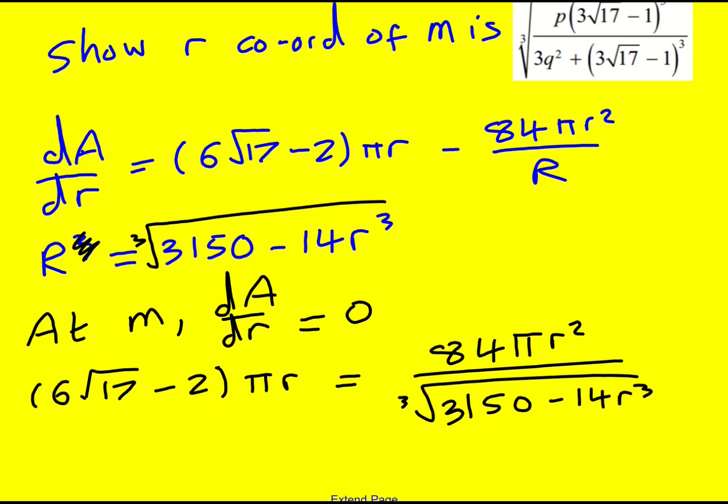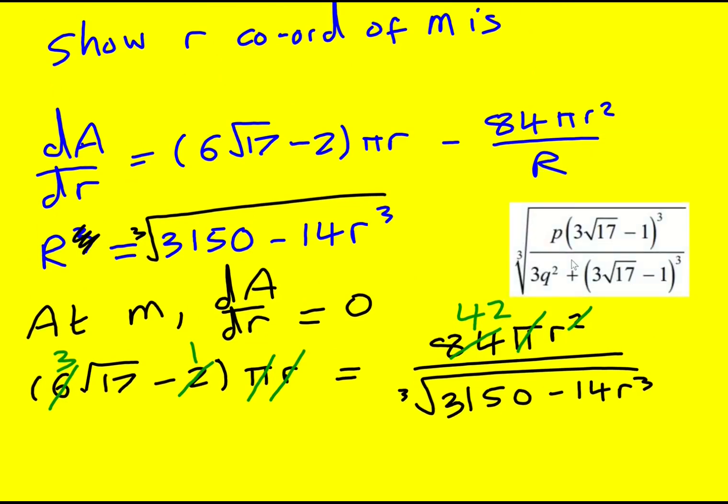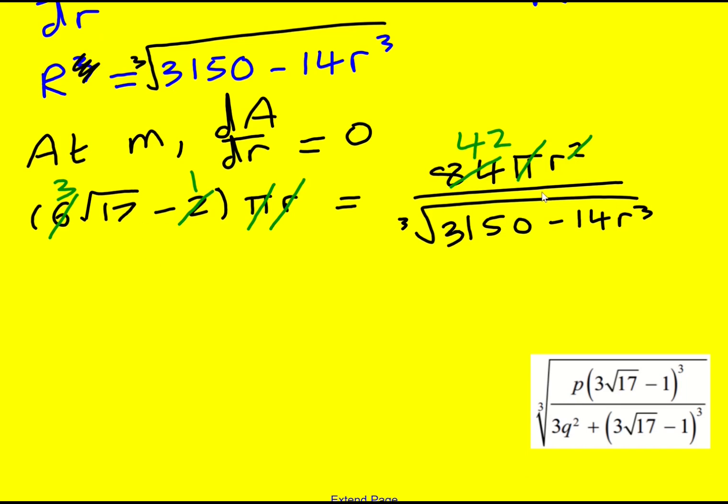Okay, we've got to solve this equation for little r. Now what we can immediately do is divide through by pi, divide through by r because we know that r is not 0, and there's a common factor of 2. So this becomes 3, this becomes 1, and this becomes 42. Okay, that makes it much easier. You might not spot that and have to do it later on. Because also bear in mind the answer, which I'm going to sort of bring along. Look, we can see we've got 3 root 17 minus 1, which I've managed to now get there.